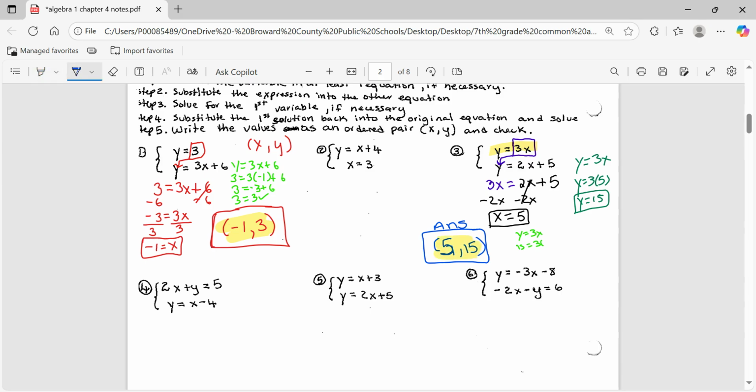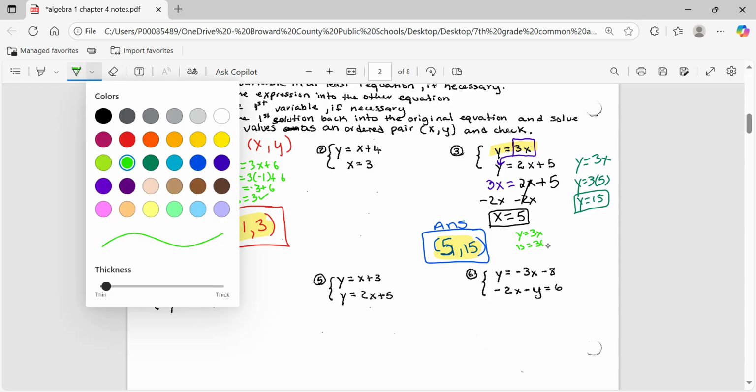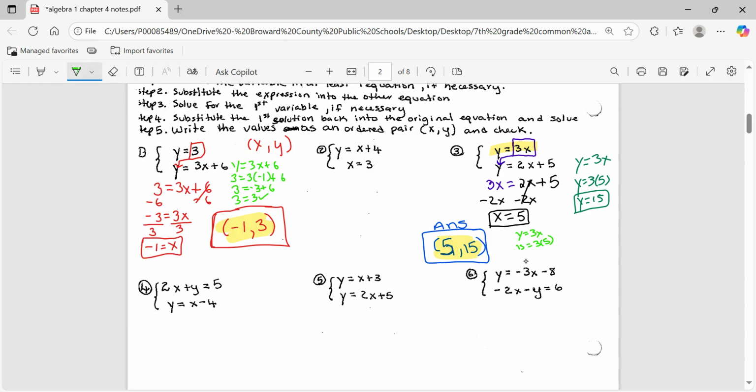But checking, and I do want us to see that, it is in checking the answer that I was able to realize I made a mistake. Let's try the second one. Y is equal to 2x plus 5. That means 15 is equal to 2 times 5 plus 5. And yes, that's true. I know I got my answer. I am good to go.